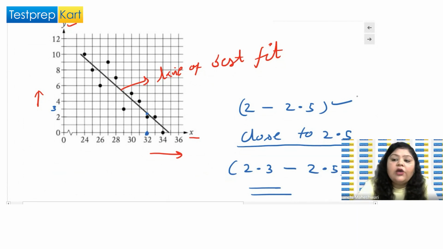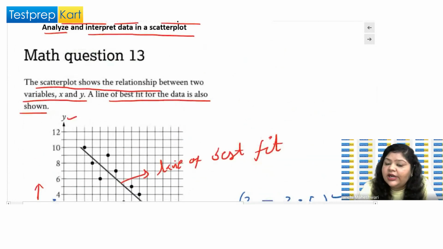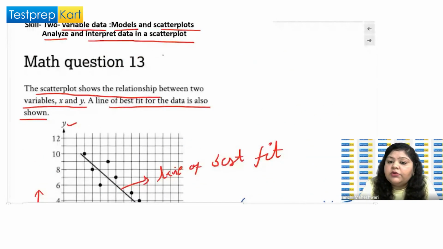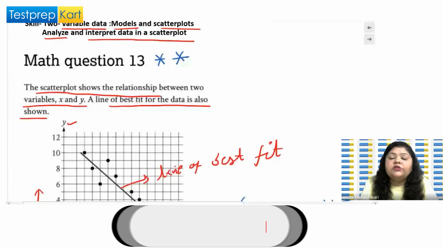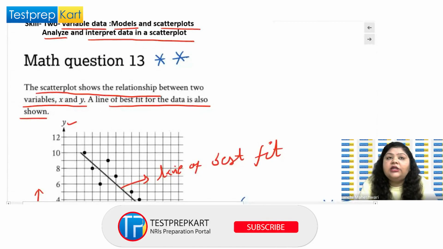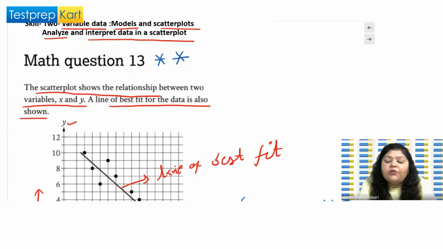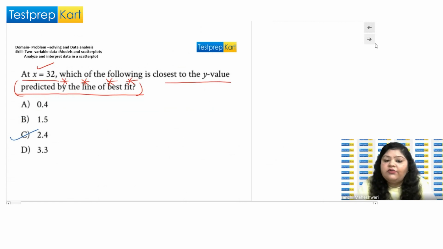So I hope this important question number 13 is clear to everyone. Why is it important? Because whenever the question belongs to data analysis, either it's a scatter plot, or maybe a box plot, or a bar diagram, or anything, if it is data analysis, definitely that's going to be an important one for us. So I hope this important question number 13 is clear to everyone. Everyone is satisfied, the correct answer should be 2.4. Okay, guys.